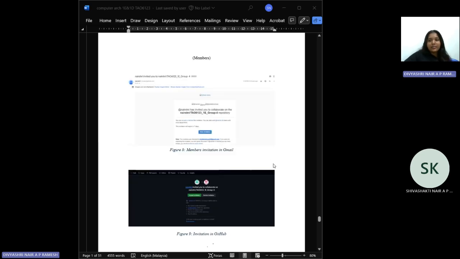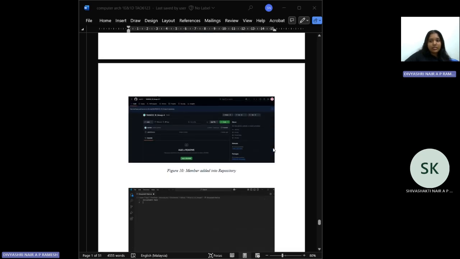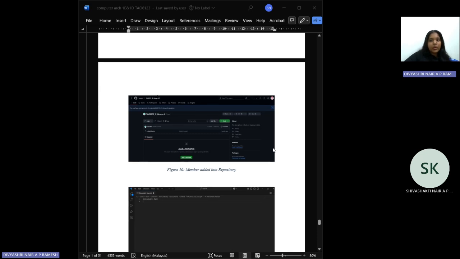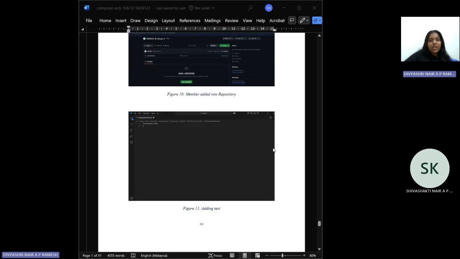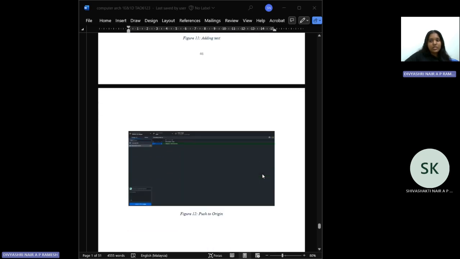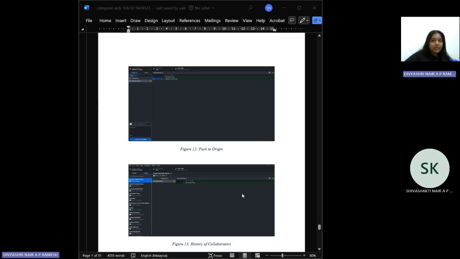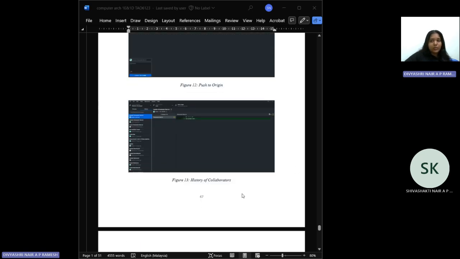Figure 8 highlights the email invitation sent to each member, while Figure 9 shows the invitation alert within GitHub. After acceptance, Figure 10 confirms that the members were fully added. We then began contributing. Figure 11 shows how we added text and made changes to files. These changes were pushed to the main repository, which is shown in Figure 12, ensuring our work stayed up to date. Finally, Figure 13 shows the collaboration history, where each member's contributions are recorded for full transparency and accountability.